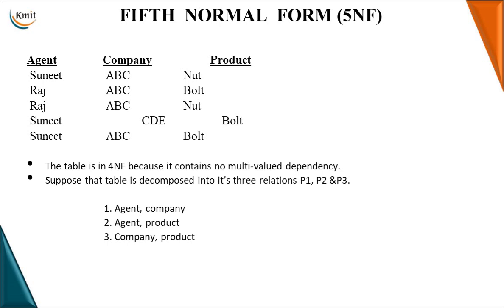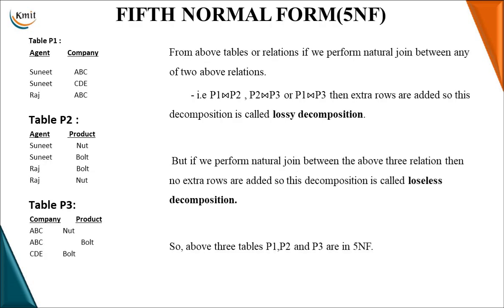So basically when we see that, because there are no multi-valued dependencies, you say that it is in 4NF, and decompose it into three smaller relations so that when you join them back you will be able to get all of them. Look at this, extra rows are added, so this decomposition is a lossy decomposition. But if we perform the natural join between the above three relations, P1 natural join P2 natural join P3, then no extra rows are added, so this decomposition is called a lossless decomposition.